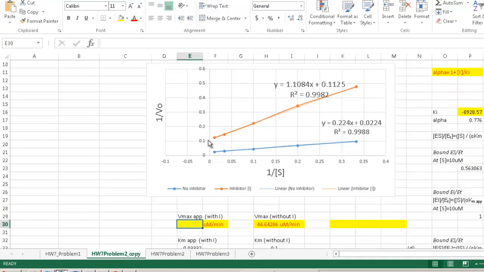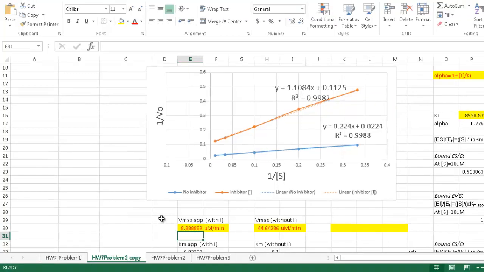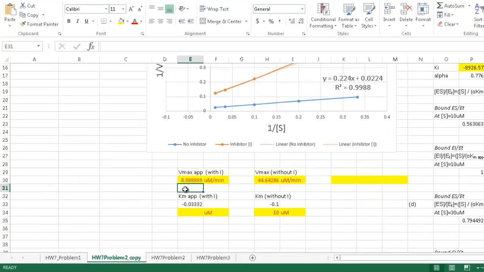So where this hits the y-axis is where x is equal to 0. So x is going to equal 0, y is 0.1125. That's not our Vmax. That is 1 over apparent Vmax. So let's take the reciprocal of that to get our new apparent Vmax, and we have 8.88. So our Vmax has gone down.